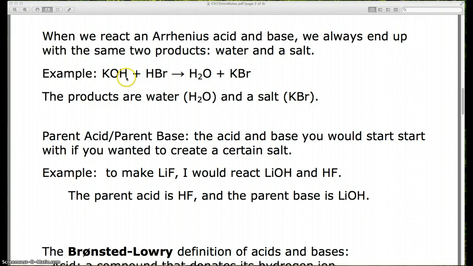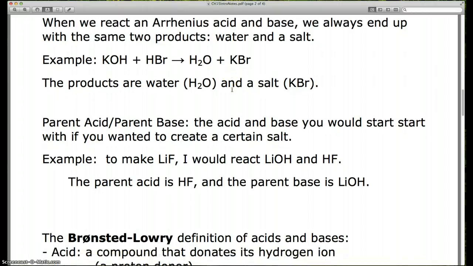In this example, we have KOH, and KOH here is our base, and I know it's a base because it ends in OH. HBr is our acid, and I know that because it starts with H. And we're going to make two things. We're going to make water, H2O, and some sort of salt. In this case, the salt is KBr. Now, if I ask for the parent acid or parent base, what I'm asking is, if I give you the salt, like KBr, what acid and what base did we start with?